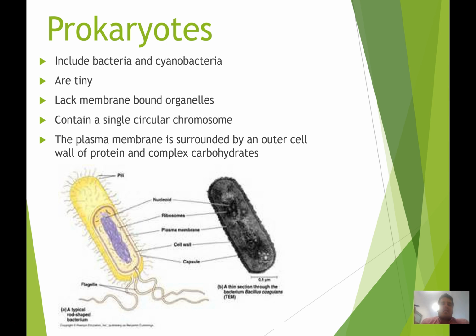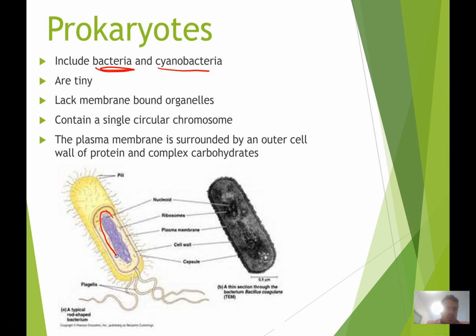What about prokaryotes? Prokaryotes are the first major grouping of cells, and they include the bacteria, which we really care about, and these other guys called cyanobacteria. They're tiny. I know when we talk about cells we're always talking about tiny, but prokaryotes are extremely, extremely small. They lack membrane-bound organelles, so we have the outer membrane of the cell, but inside everything's just floating around in the cytoplasm. And they contain a single circular chromosome.